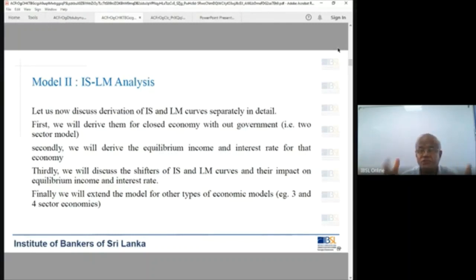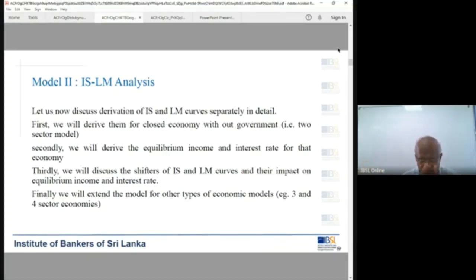Shifters: what makes these curves shift? As I said, fiscal policies shift the IS curve up or down. Monetary policy shocks shift the LM curve up or down, to the right or to the left. Finally, we will extend the model to other types of economic models. What does that mean? Closed economy with government, and open economy.